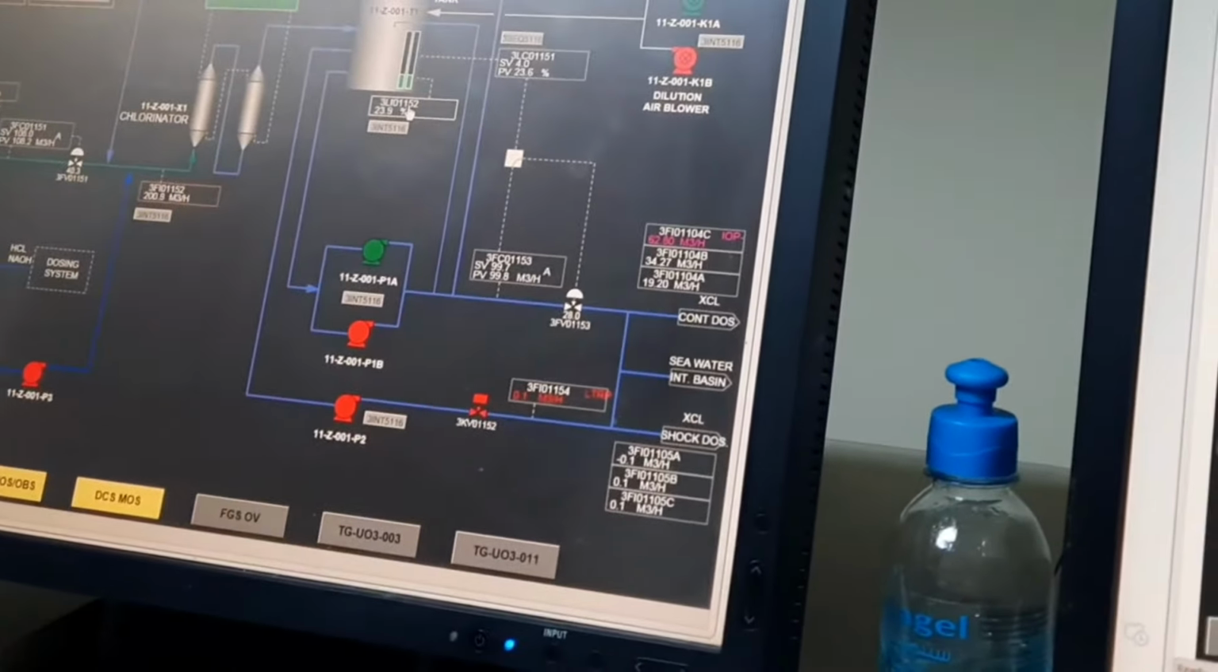For that reason we are using the shock dosing pump. This shock dosing pump runs one time every 8 hours, and the shock dosing flow rate is 398.7 meter cube per hour. It will run around 10 minutes. In 10 minutes, 66.4 meter cube flows with the discharge. But the shock dosing pump stops at 4%.